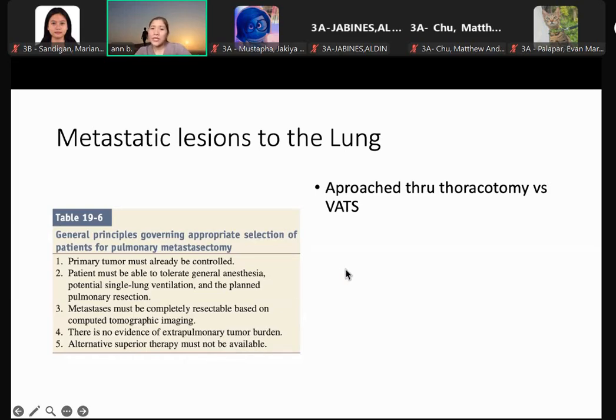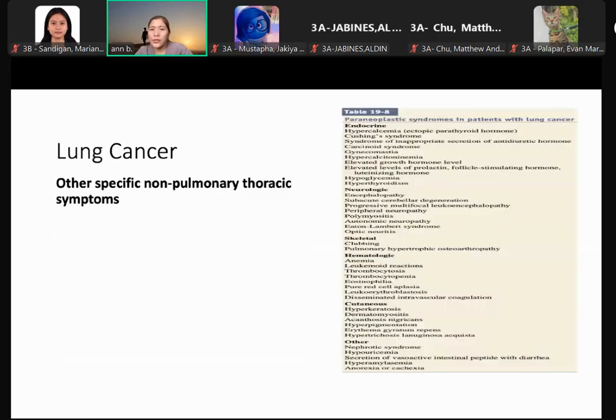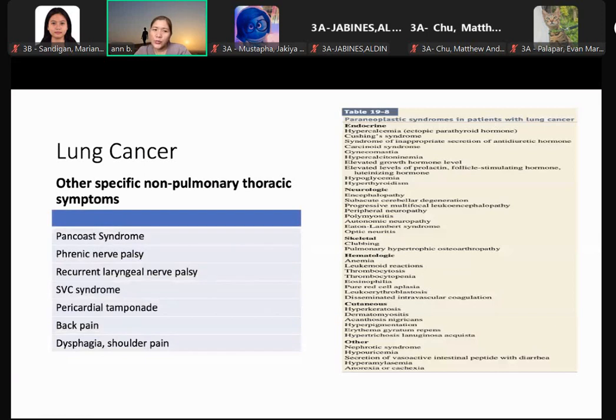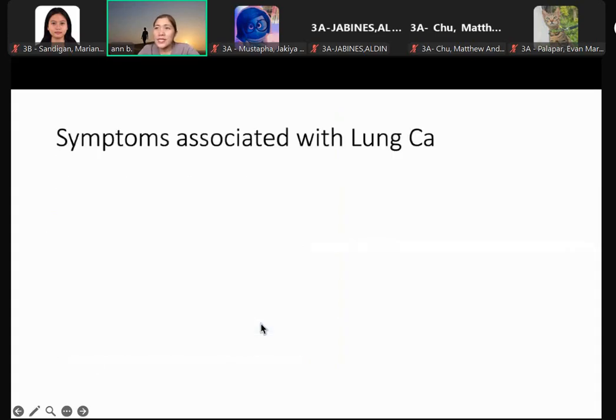So again, a metastatic lesion could be approached through VATS or thoracotomy. Other non-specific, non-pulmonary thoracic symptoms, the paraneoplastic symptoms, are still associated, as I have shown earlier. Even with metastatics, we still have the paraneoplastic syndromes. Common when you have the Pancoast tumor are phrenic nerve palsy, recurrent laryngeal nerve palsy, SVC syndrome, pericardial tamponade, and back pain. These are the most common symptoms in patients with lung cancer. Be sure to note each one of those as described in your book.